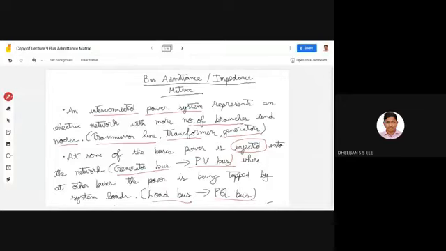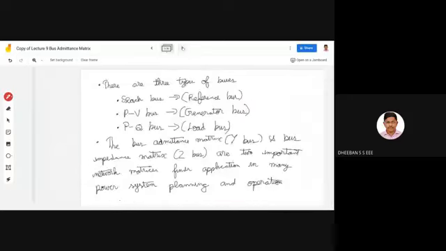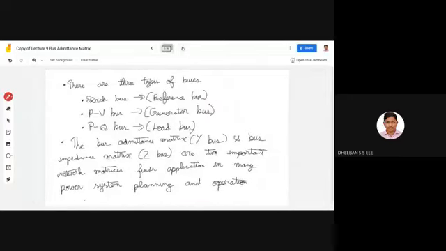Okay, so moving on, as I said, there are three types of buses. In the previous slide, I have shown only two types, starting with your PV bus and then the PQ bus. PV bus is called the generator bus, and PQ bus is called the load bus. And there's another bus which is called the slack bus. This slack bus acts as a reference.